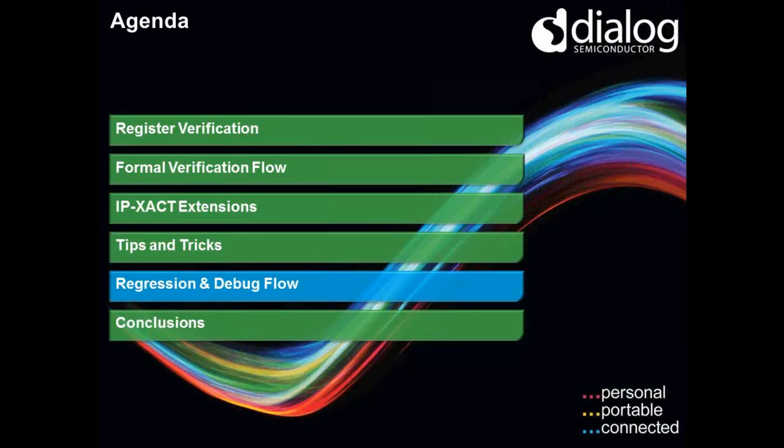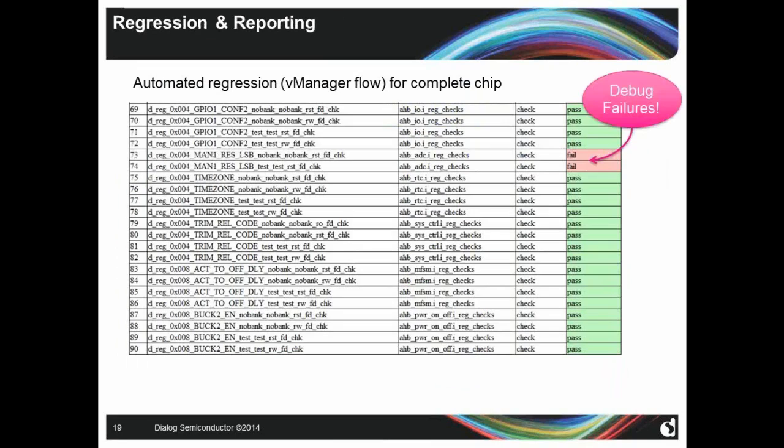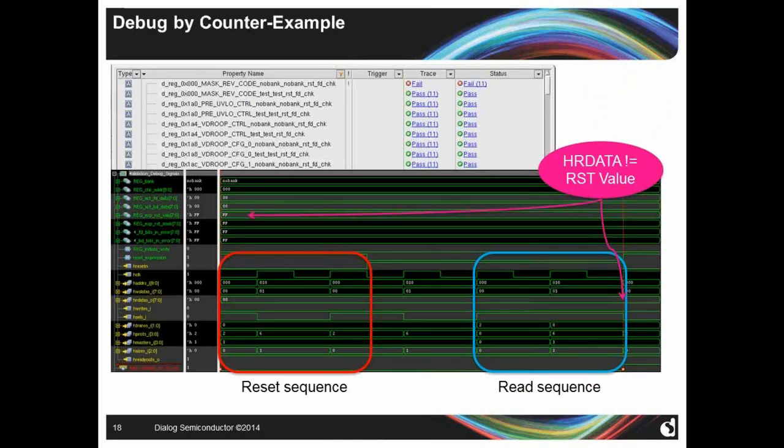So then we were able to create a regression for the entire chip, and I'll go to this one first, with a vManager flow that we're using for our UVM. And from this, we can produce a report which gives us all the passes and failures, so we can go off and investigate those failures. And then going back a slide, the tool would produce a counterexample, and rather than going through reams of waveforms in a UVM simulation, it's actually quite simple for us to debug the problem.